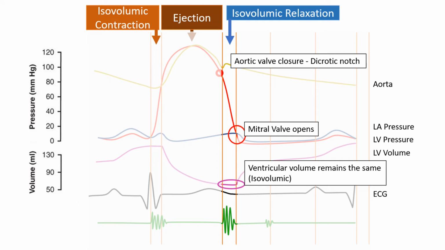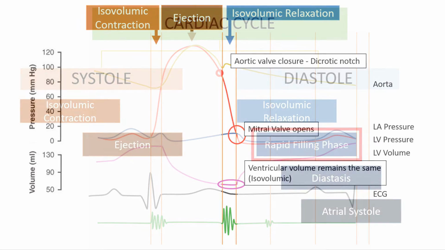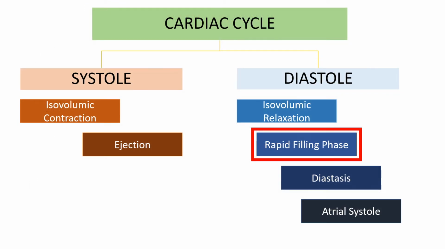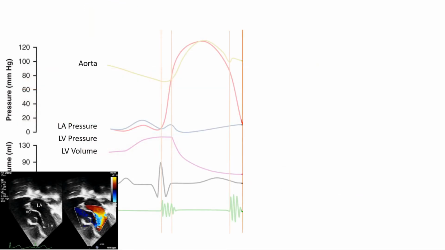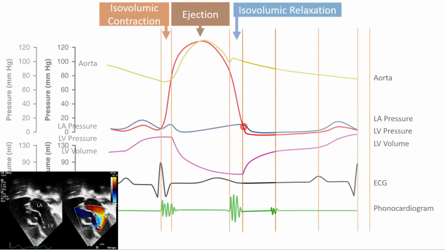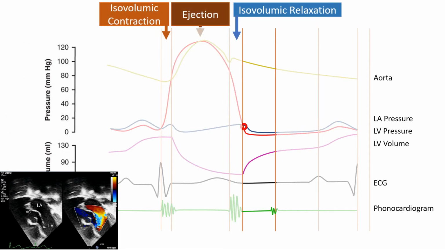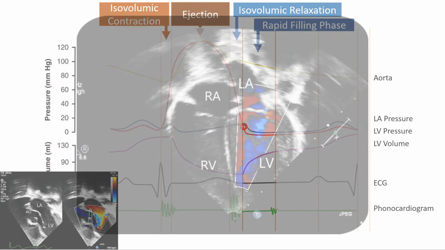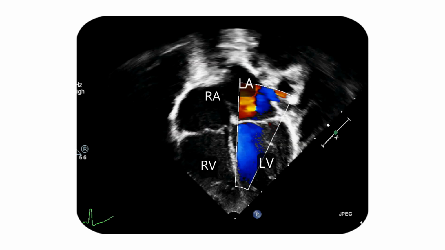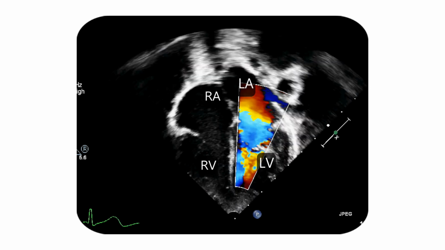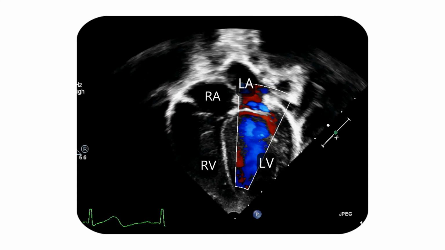With the opening of mitral valve, blood starts to flow from left atrium to left ventricle. This is the beginning of left ventricular filling. So the next phase of cardiac cycle is called the rapid filling phase. Why is it called the rapid filling phase? Because at the beginning of this mitral valve opening, the left atrium has reached its maximum volume and pressure, and left ventricle has reached its minimum volume and pressure. So with opening of the mitral valve, there is a gush of blood from left atrium to left ventricle filling the left ventricle. That is why it is called rapid filling phase.